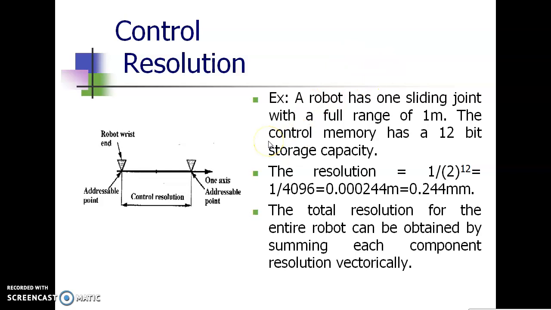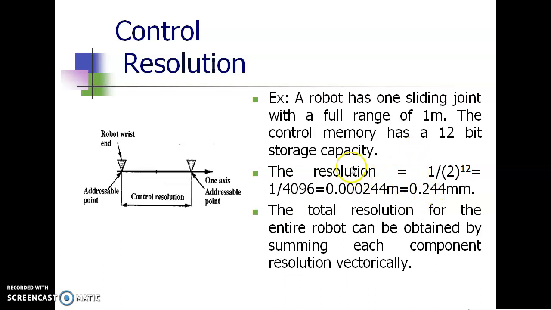You can understand this in a better way by seeing this example. A robot has one sliding joint with a full range of 1 meter. The control memory has a 12-bit storage capacity. So what is the resolution now? The resolution is equal to 1 divided by 2 to the power of 12. That is equal to 1 by 4096, which is equal to 0.000244 meter. That is equal to 0.244 mm.